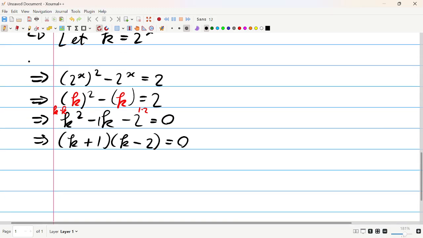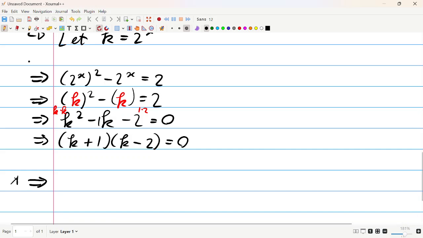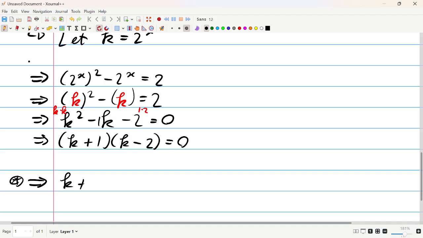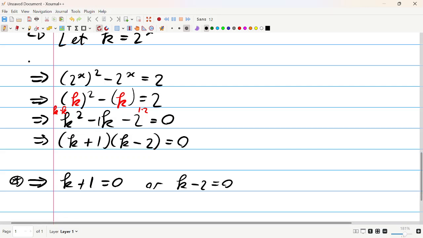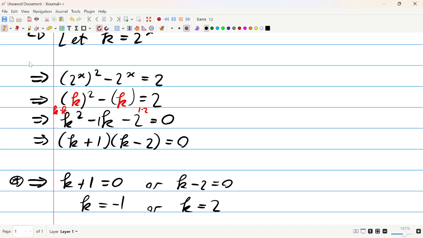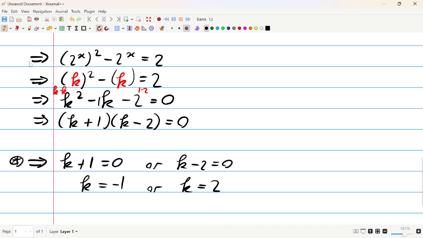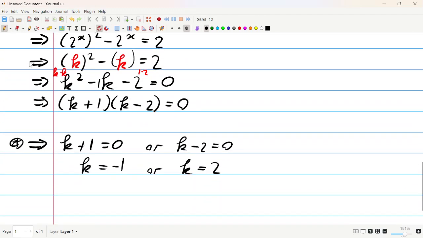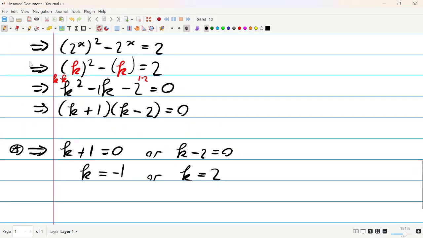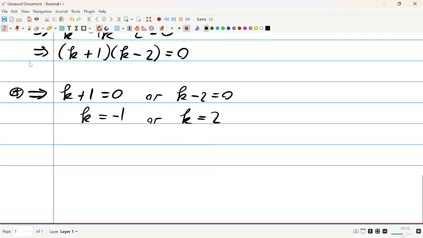And then what do we notice? This implies to us that k plus 1 is equal to 0, or k minus 2 is equal to 0. And then that implies to us that we are going to have k is equal to negative 1, or k is equal to 2. Alright, and now let's see what we're going to do here. What is the question? It said solve for x, so we need to now replace k with, what did we let k be equal to? 2 to the power of x.